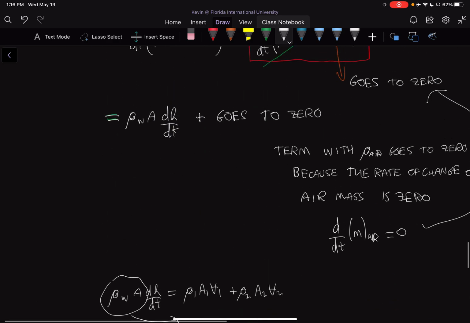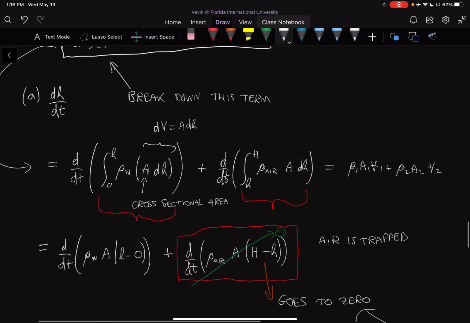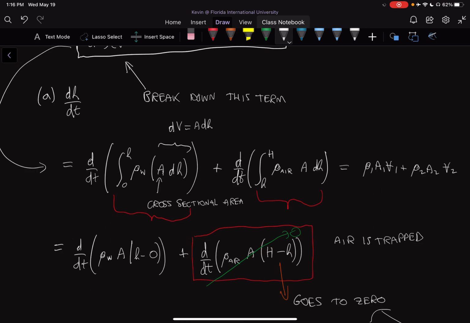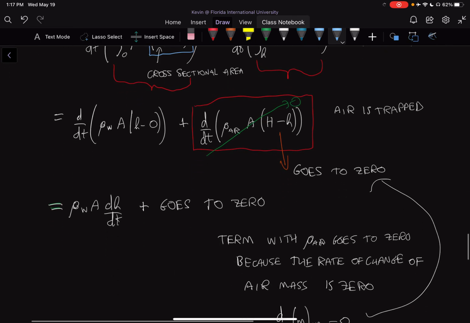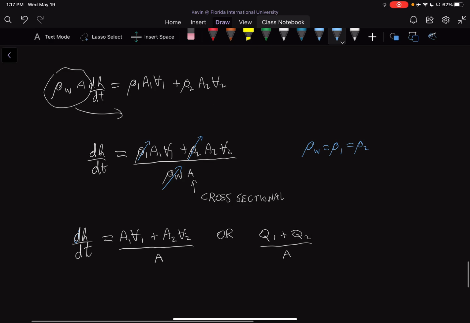So the two big assumptions we made in part A, just to go over them again, I'm going to highlight in blue. This assumption right here, that volume is equal to area, which is cross-sectional area, times dH. And the second assumption we made is that this term goes to 0. And we explained why it goes to 0 because of this statement right here, because we have no more air added to the system. And so it turns out that dH/dt is related just to the volume flow rate coming in over the area.